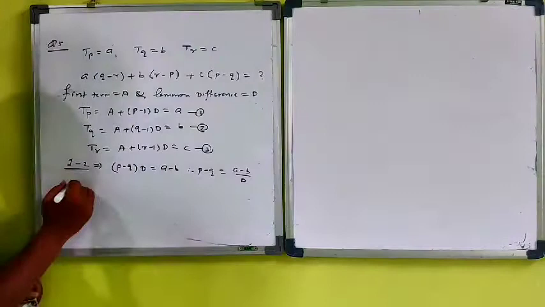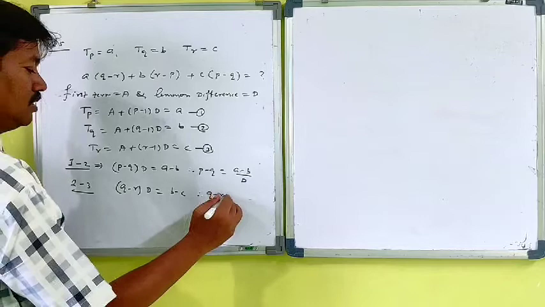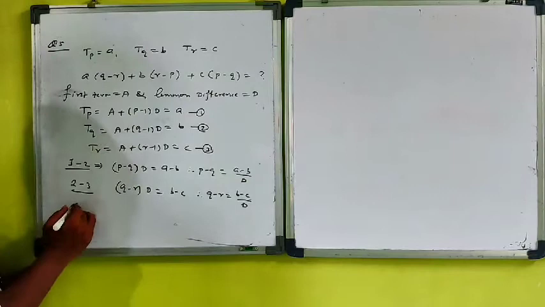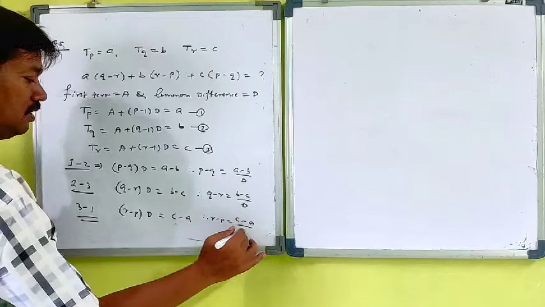Similarly, 2 minus 3 gives Q minus R times D, which will be B minus C. So Q minus R is equal to (B minus C) upon D. And for 3 minus 1, that is this minus this, it gives R minus P times D, which is equal to C minus A. Therefore, R minus P is (C minus A) upon D.